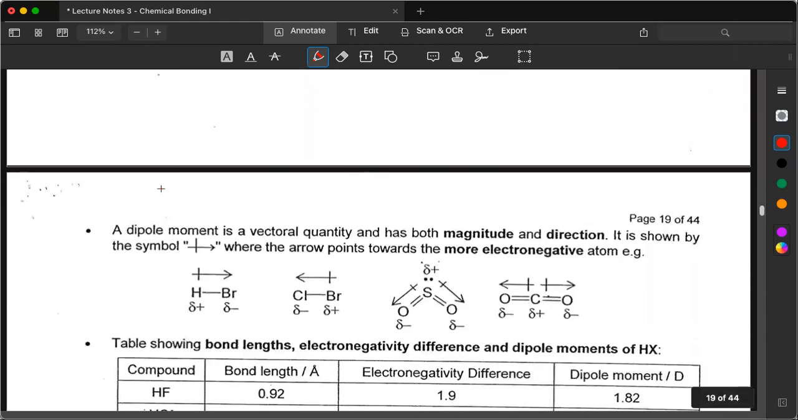The dipole moment is a vector quantity that has both magnitude and direction, which you learn in physics. It is shown by this symbol, where the arrow points towards the more electronegative atom. So bromine is more electronegative. It has a partial negative charge, so it is attracting the electrons to a larger extent.